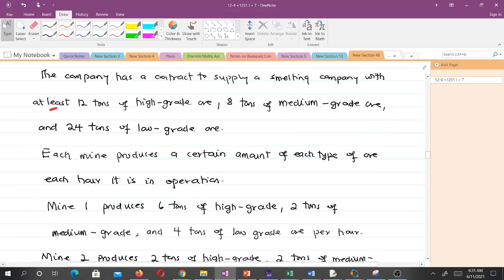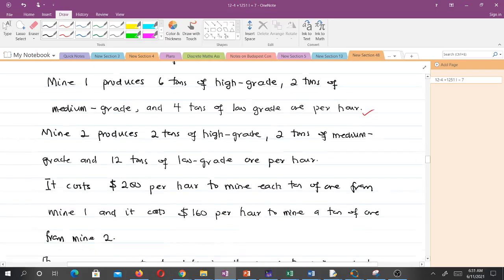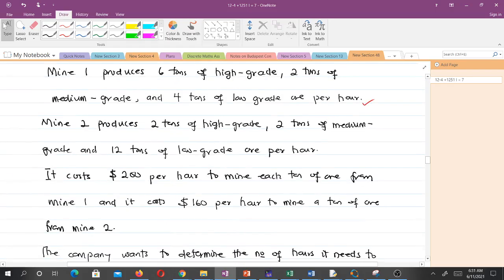It says each mine produces a certain amount of each type of ore each hour it is in operation. Mine 1 produces 6 tons of high grade, 2 tons of medium grade, and 4 tons of low grade ore per hour. Mine 2 produces 2 tons of high grade, 2 tons of medium grade, and 12 tons of low grade ore per hour. It costs $200 per hour to mine each ton of ore from mine 1, and it costs $160 per hour to mine a ton of ore from mine 2.